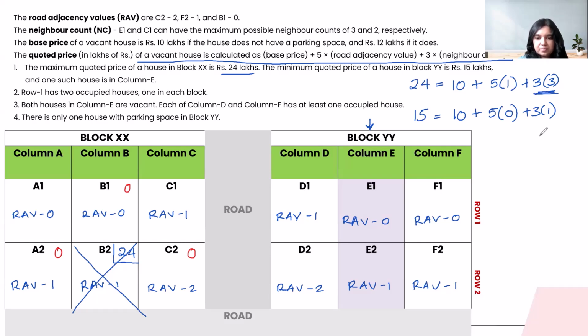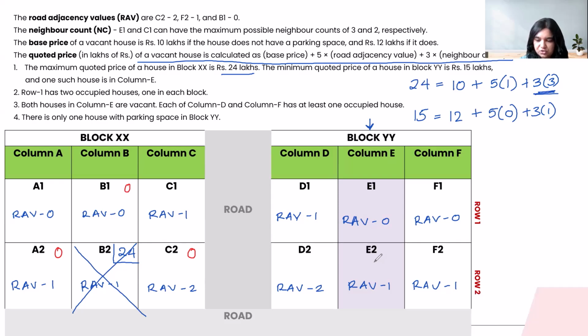However, if I change the 10 to 12, that means if I consider E1 to be my flat with a parking spot, then I can make up a 15. That is 12 plus 5 times 0 plus 3 times 1. This is a possibility for E1 being the flat with a parking space and priced at 15 lakhs.